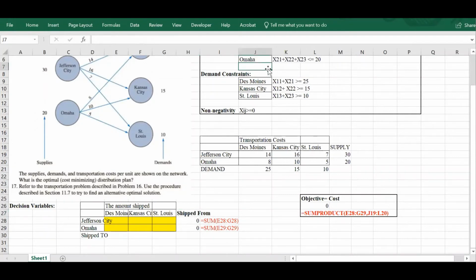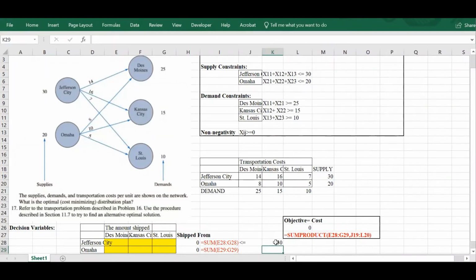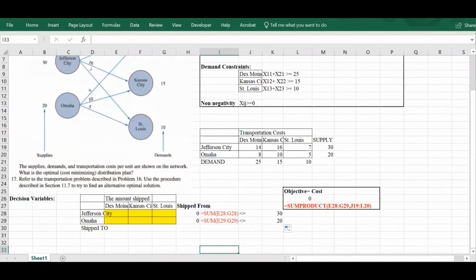All right, so shipped from this, let me just come here. So the supply constraints, the amount shipped from each one of these suppliers should be less than or equal to their capacity. And their capacity would be 30 for Jefferson City and 20 for Omaha. So we have to make sure to respect that. We have to make sure not to violate the supply capacity or supply constraint, right? The total amount shipped from each supplier should be less than or equal to the capacity of that supplier.